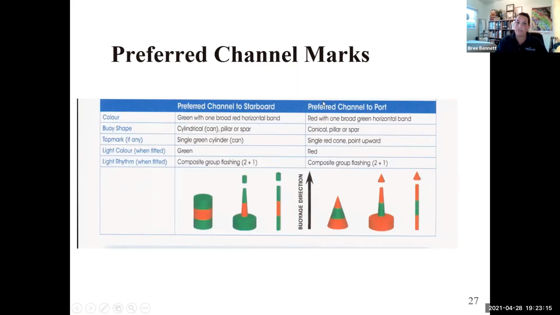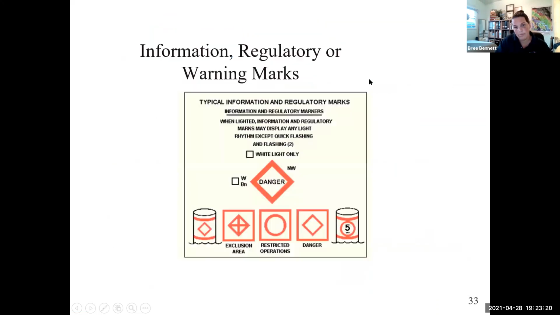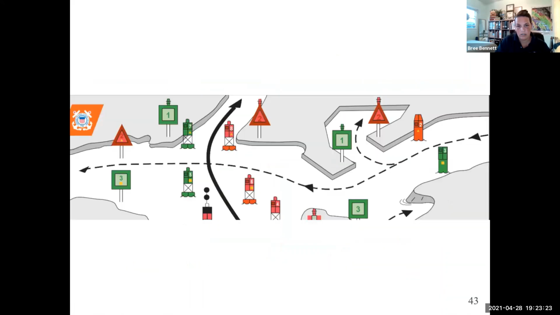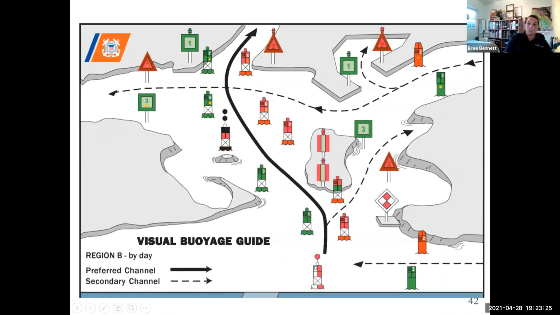Now we're going to talk about preferred channels. Let me scroll down to my preferred channel picture here. So this is kind of our lateral system. We start with our safe watermark at the most seaward side, and then we are going inshore, and our red is on our right-hand side. Our green is on our left-hand side, and our numbers are increasing as we are going inshore.